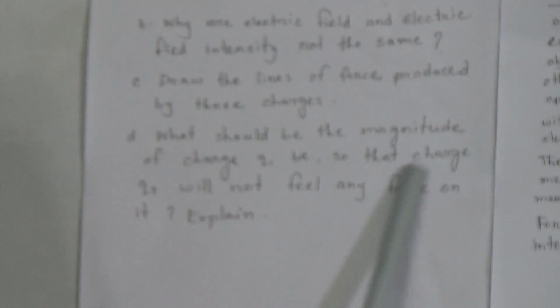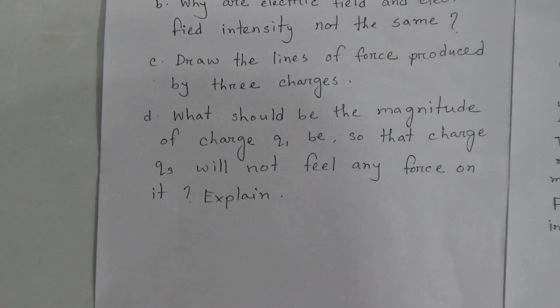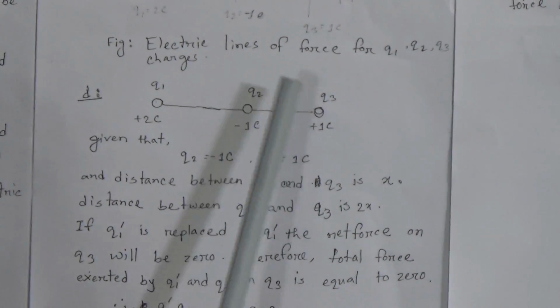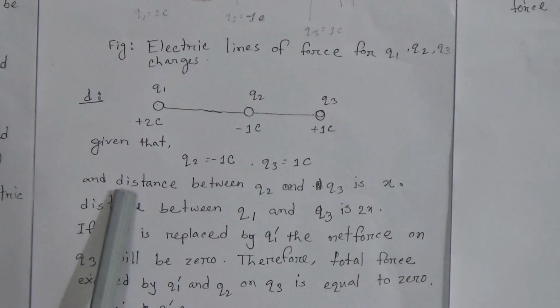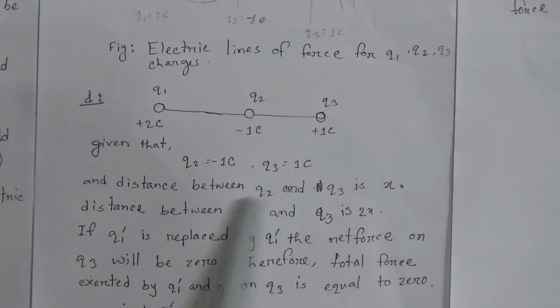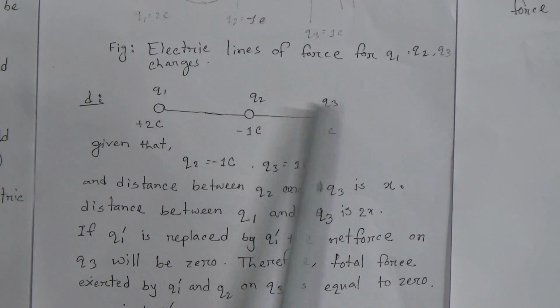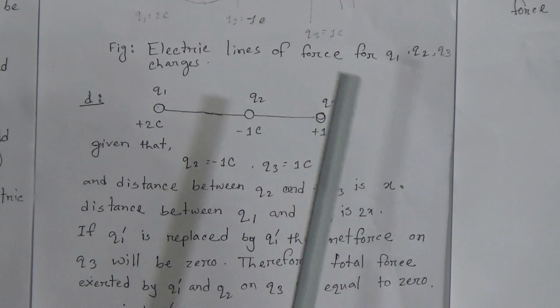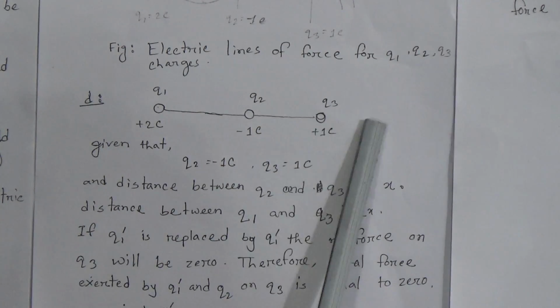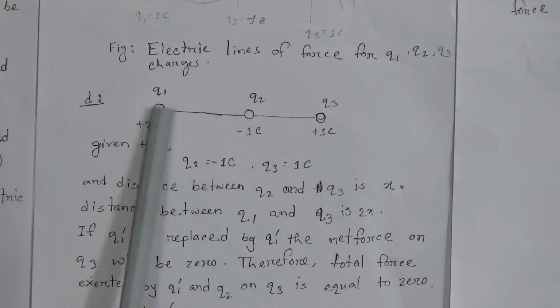What should be the magnitude of force Q1 be so that the charge Q3 will not feel any force on it? Explain. Here given, see the first charge Q1, Q2 and Q3. Now given that Q2 equals minus 1 coulomb charge and Q3 is plus coulomb charge, and distance between Q2 and Q3 is x. Suppose this distance between these two charges is x, so the distance between charge Q1 to Q3 will be 2x. Okay, 2x, because the distance is equal.